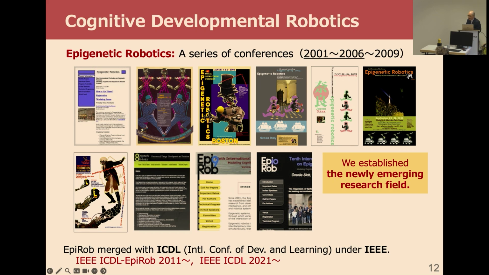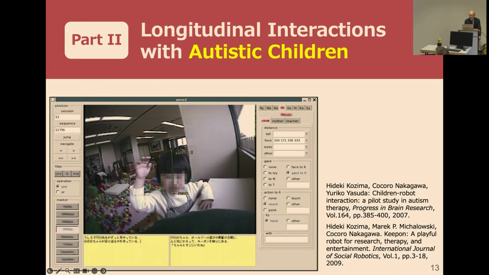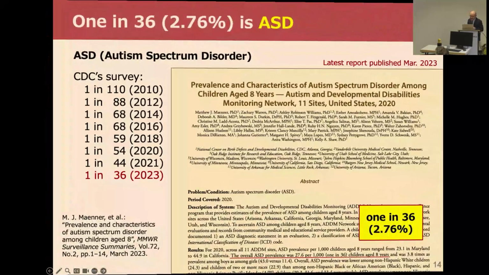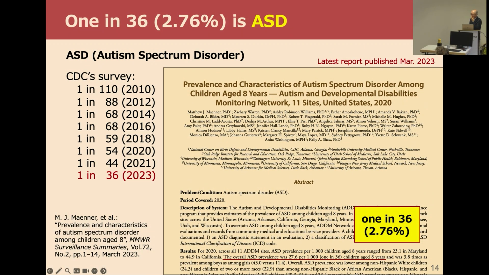Okay, then let's proceed to the second part. That's longitudinal interaction with autistic children. So first, let me take a quick look at some facts on autism, or autism spectrum disorders, ASD. And this is the latest report from the CDC in the United States. Every 2 years, they survey the prevalence of ASD.